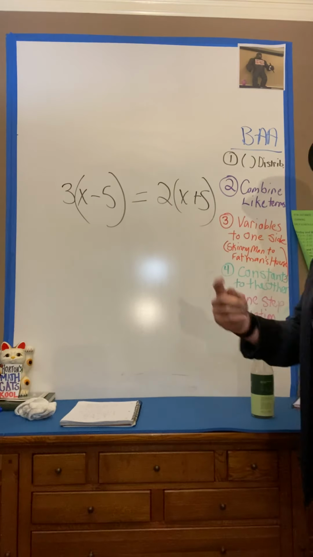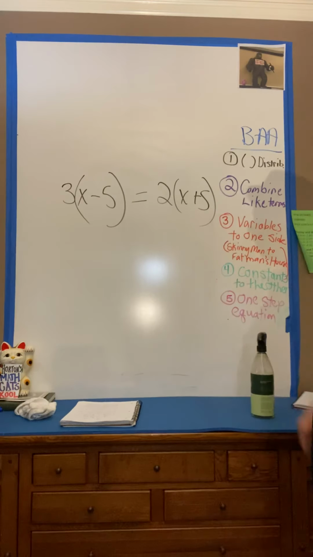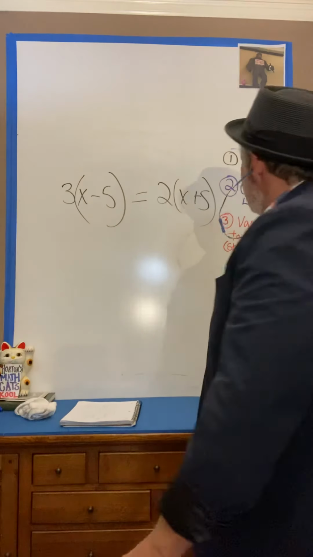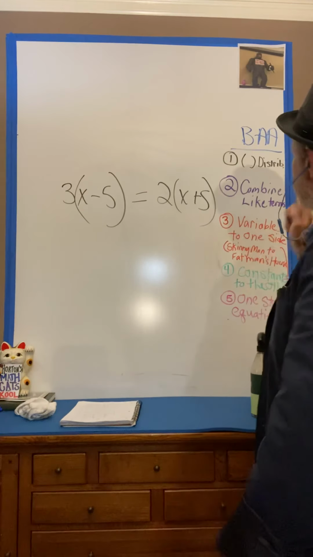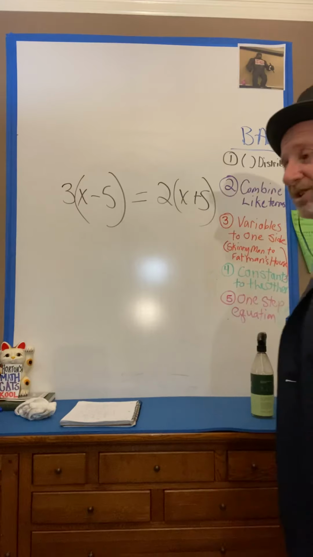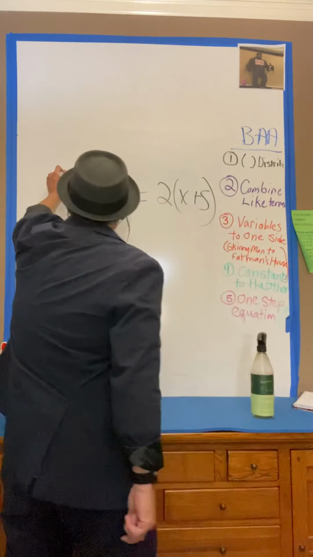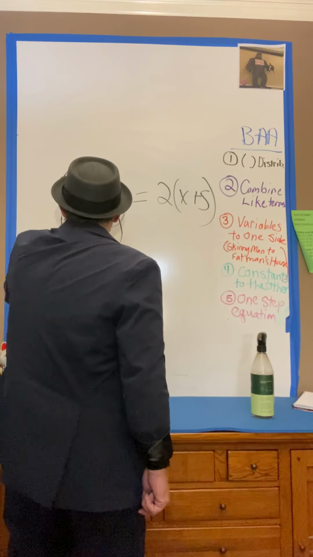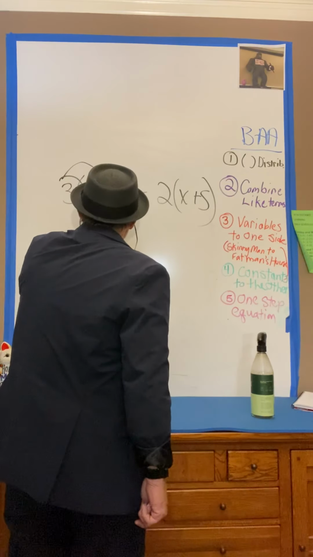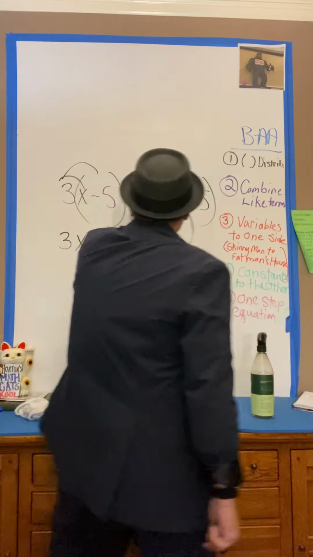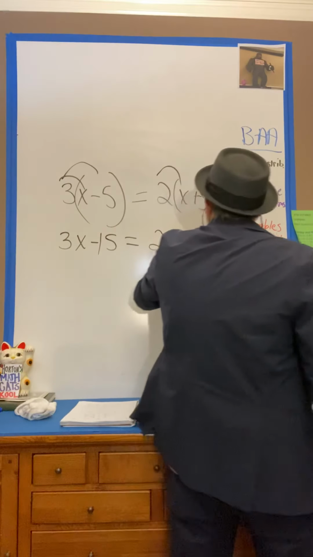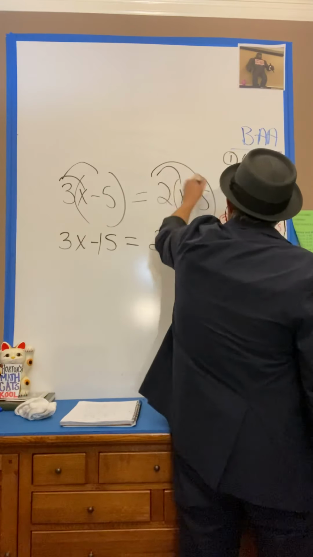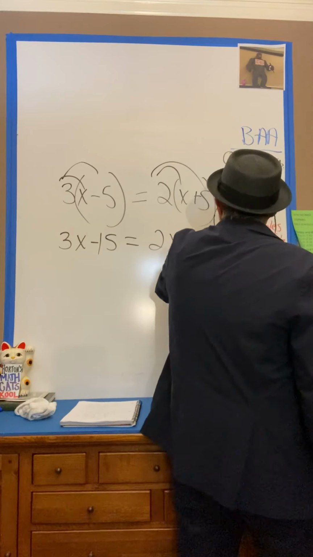Now, first thing you ask yourself when you've got a big old nutty equation like this: use the BAA. Step 1, do I have parentheses? Yes, I do. I distribute. 3 times x, 3 times negative 5. So this becomes 3x, 3 times negative 5 is negative 15, equals 2 times x is 2x, 2 times positive 5 is plus 10.